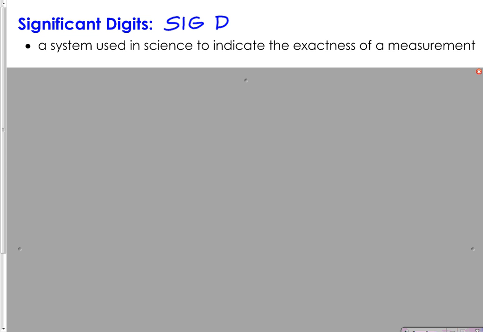Now, some teachers call them sig digs for short. So you might hear me use that phrase, or Ms. Kaufman or Ms. King use that phrase as well, and it's short for significant digits. Some teachers call them significant figures, and will say sig figs. So don't get hung up on that. It's all referring to the same thing.